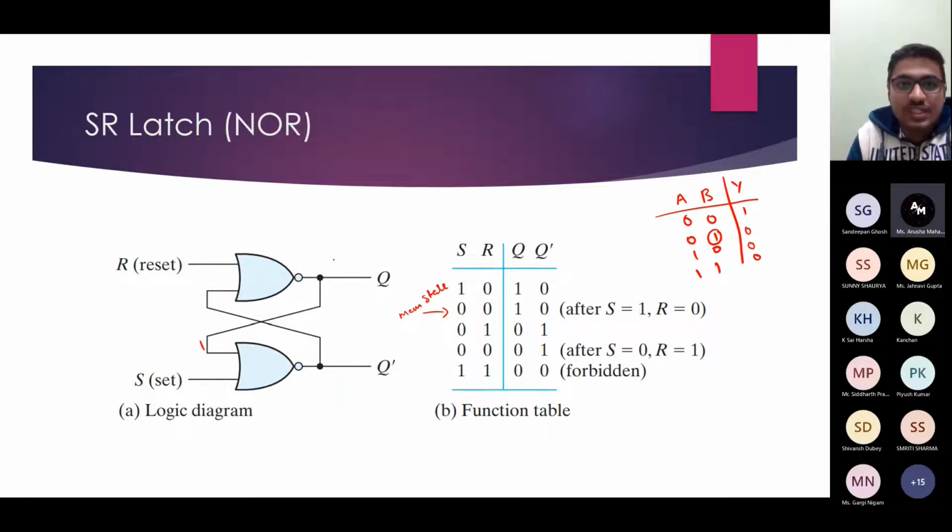Now again, if you consider 0 and 1, and here again the input is 0 0, so here 1 will be at the input, and this output is going to be 0, and here 0 0 1, this output is going to be 1, meaning again this is a memory state.